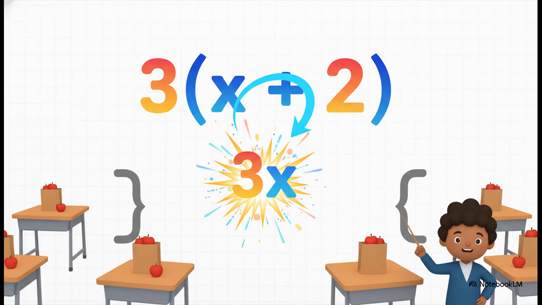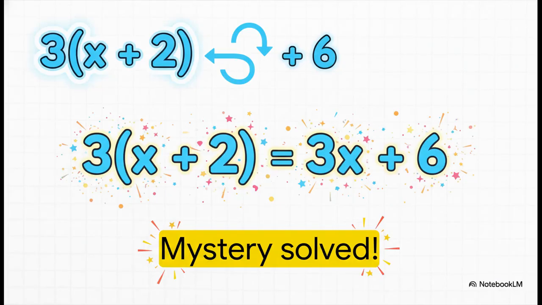Okay, so how do we tackle this? Now, you might be tempted to just multiply the 3 by the x and call it a day, but nope, you can't do that. That 3 has to shake hands with every single thing inside. So our first move, as you can see, is to multiply that 3 by the x. But we're not done yet. What about that poor little 2? The 3 has to multiply the 2 as well.